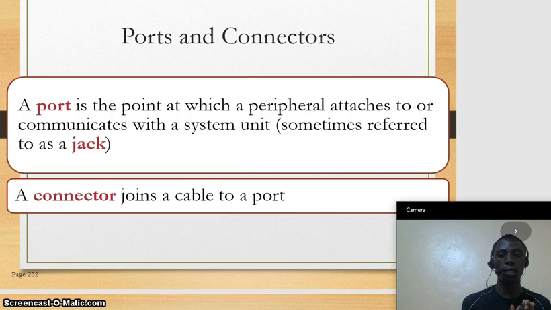We are looking at a port. A port is the point at which a peripheral attaches to or communicates with a system unit, sometimes referred to as the jack. So there are those holes, the ports, where a given component of the computer is fixed so that it can easily communicate with other parts in the computer. A connector is a cable, so it joins to the port.